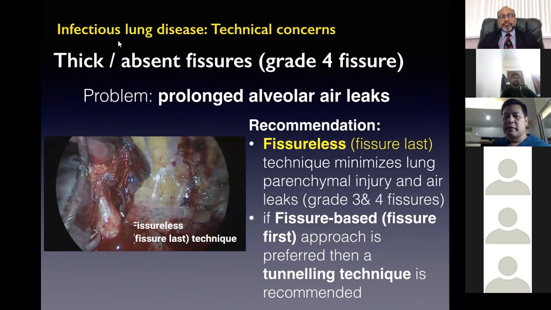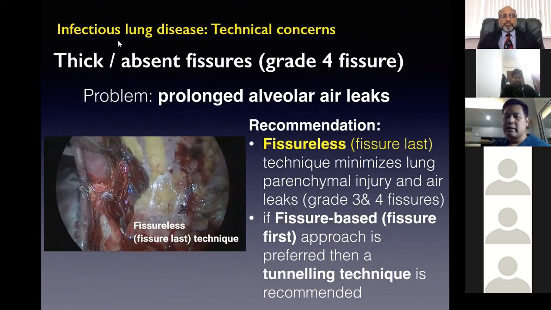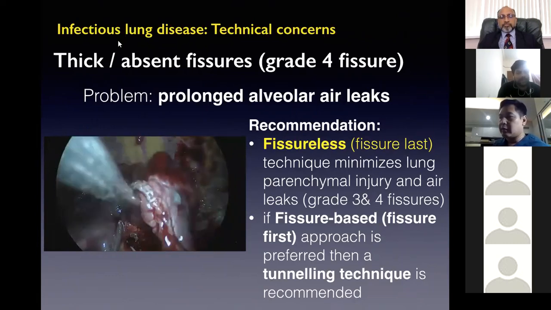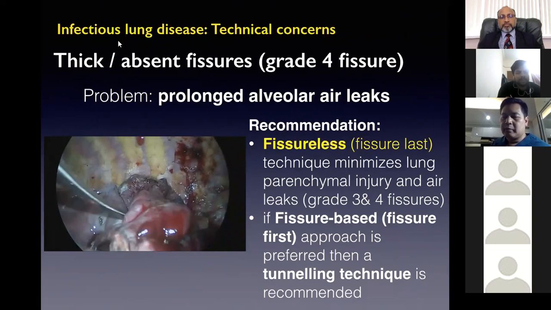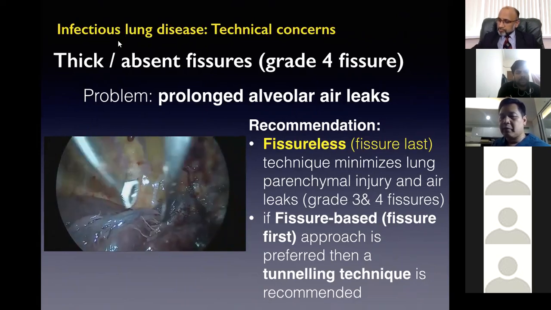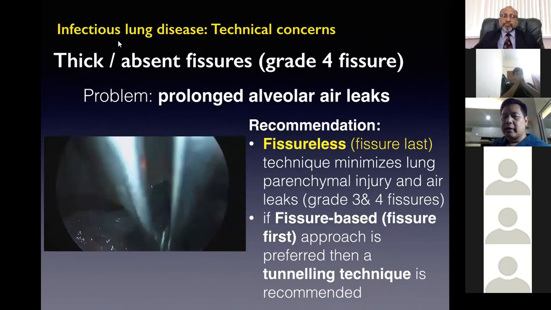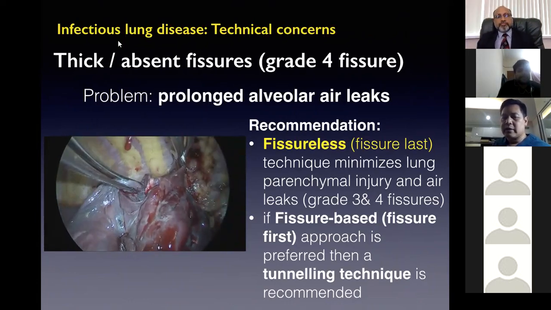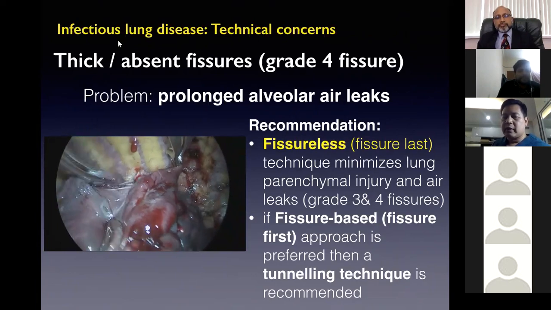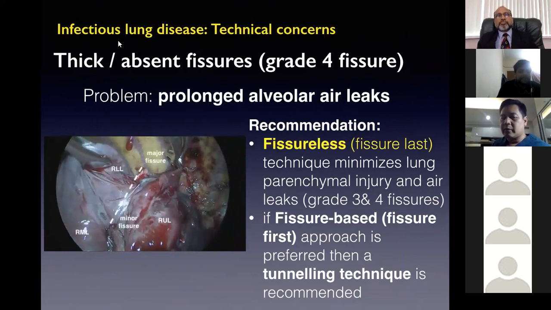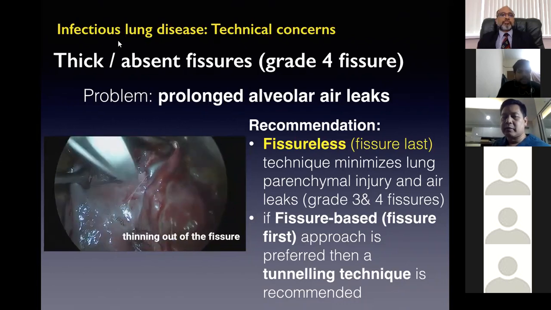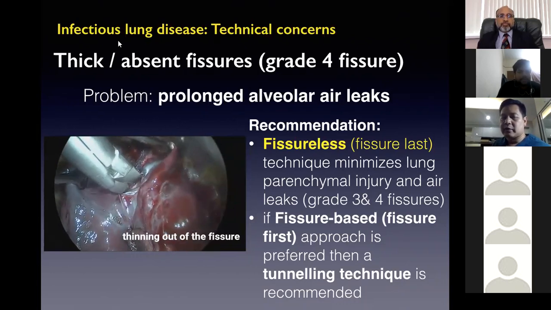So this is an example video of a fissure-last technique. This is an upper lobe. After you've taken out the pulmonary artery branches to the upper lobe, the pulmonary vein, and the bronchus, then you do it last. And it's quite easy to perform because the lung is already deflated. You can see there that fissure. This is the minor fissure that is being stapled. Try to thin it out as much as you can.